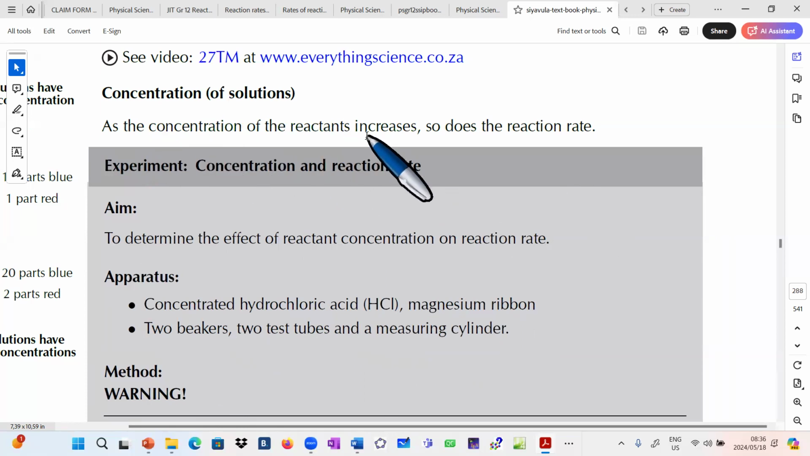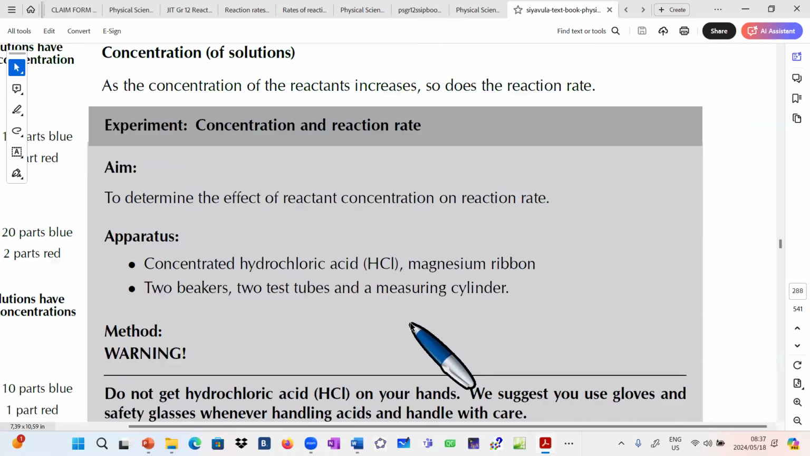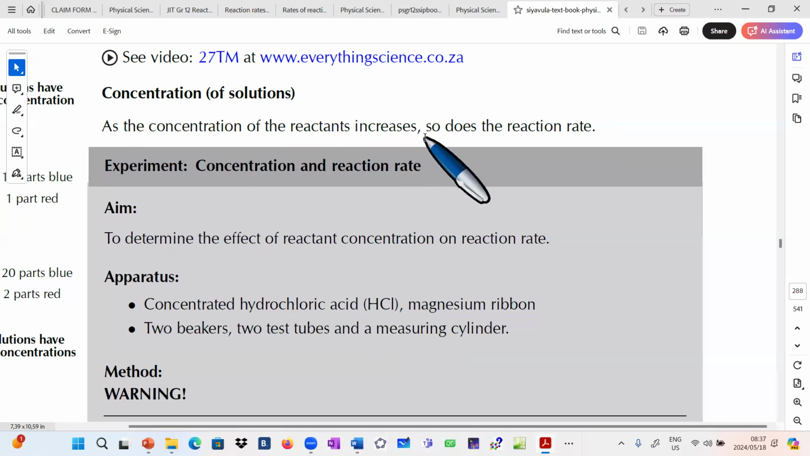So as the concentration of the reactants increases, so does the reaction rate. At this point we combine, for instance, concentrated HCl and magnesium. If you take HCl that is a higher concentration and HCl that is a low concentration, and in both test tubes you put magnesium ribbon, what happens? We understand that as the concentration of the reactants increases, so does the reaction rate.